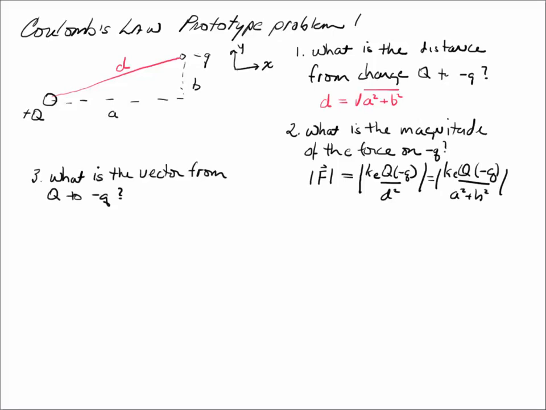What is the vector form? Or what is the vector from capital Q to minus Q? Of course, that is given by A I hat plus B J hat, noting that A and B form the components of the vector.